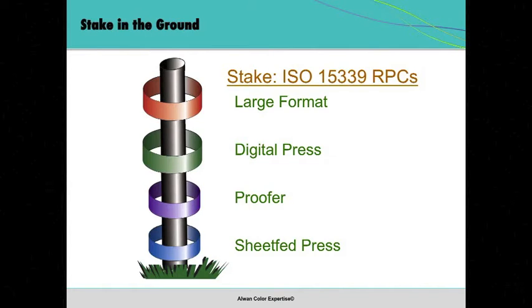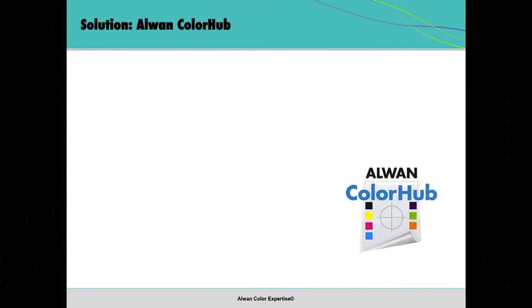Now, at this point, you might be saying, there's a lot going on. I've got a lot of different output devices. I've got a lot of different substrates. How do I keep track of all of this? And this is where an intelligent color server comes in.